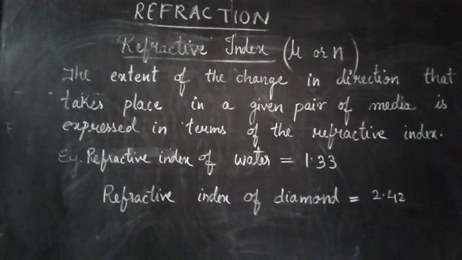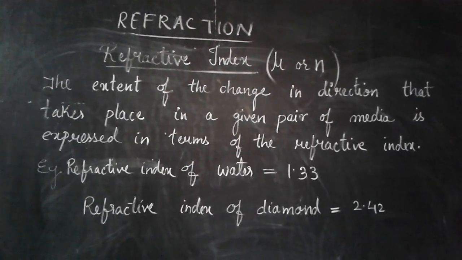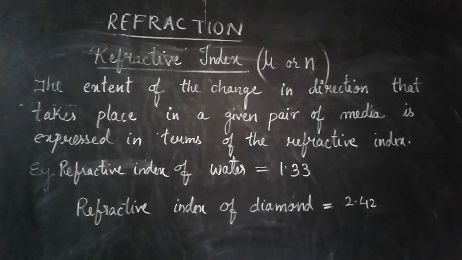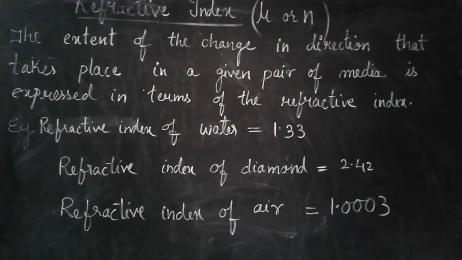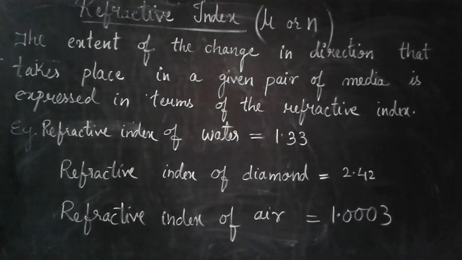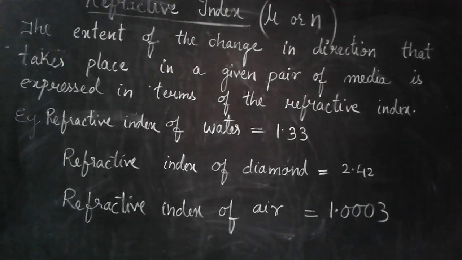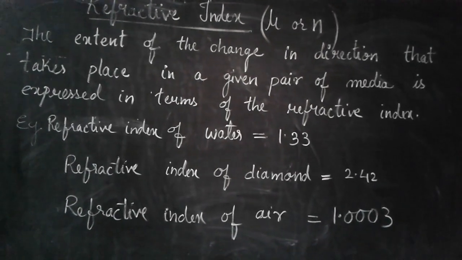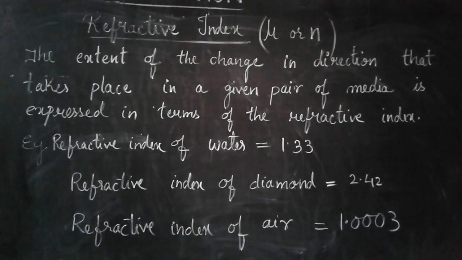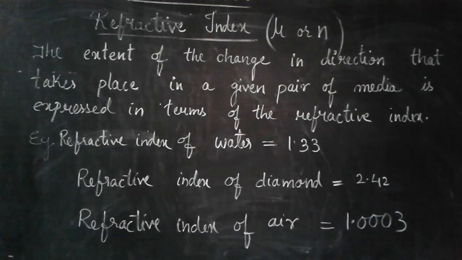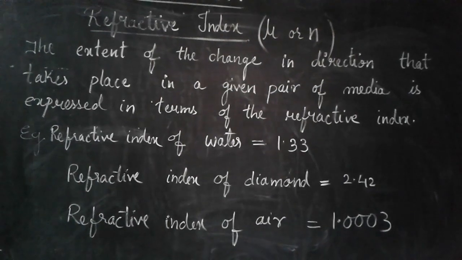So this is why the value of refractive index is very important, because it tells us how much the light is going to bend for a particular medium. Refractive index of air is 1.0003. So you can see the refractive index of air is much less than that of diamond as well as water. That means when light travels from vacuum to air, the bending of light is not as much as when it travels from air to diamond. So the extent of bending depends on the value of the refractive index of that particular medium.